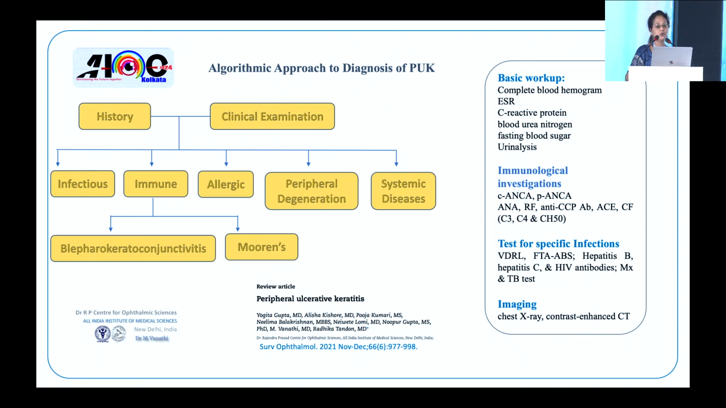So a quick run through on an algorithmic approach. History and clinical examination will remain the key to decide the reasons why this particular PUK is occurring. Once you've examined and you've come to a reasonable conclusion, your investigative modalities will depend upon what your conclusion or empirical diagnosis is. Is it infectious? Is it immune? Is it allergic? Is it a peripheral degeneration? Or is it associated with systemic causes?